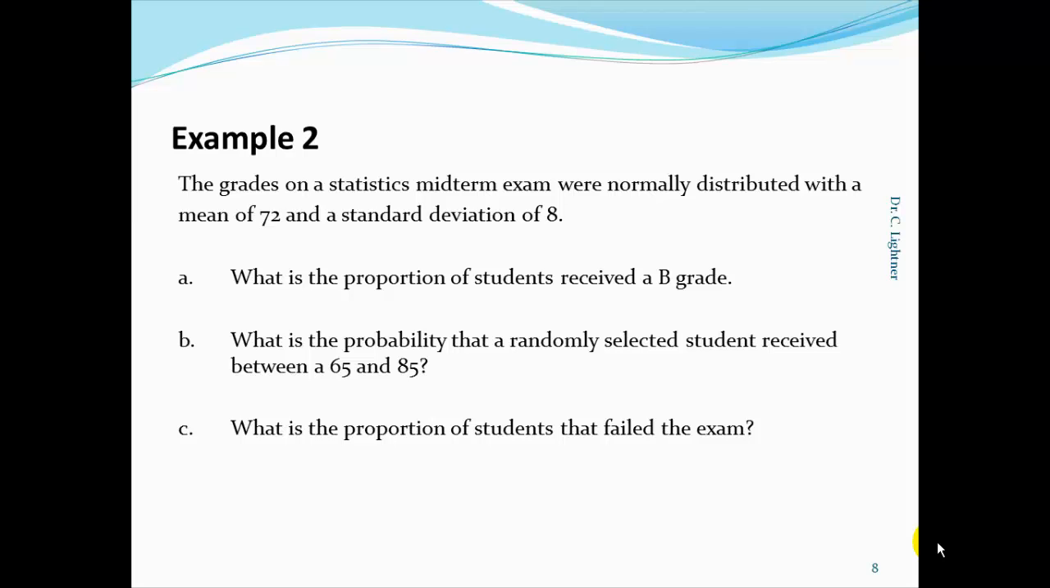Example 2. The grades on a statistics midterm exam were normally distributed with a mean of 72 and a standard deviation of 8. A. What proportion of students received a B grade? We are defining a B grade as a grade between 80 and less than 90. B. What is the probability that a randomly selected student receives between a 65 and 85? And C. What proportion of students fail the exam or receive a grade that is less than 60?